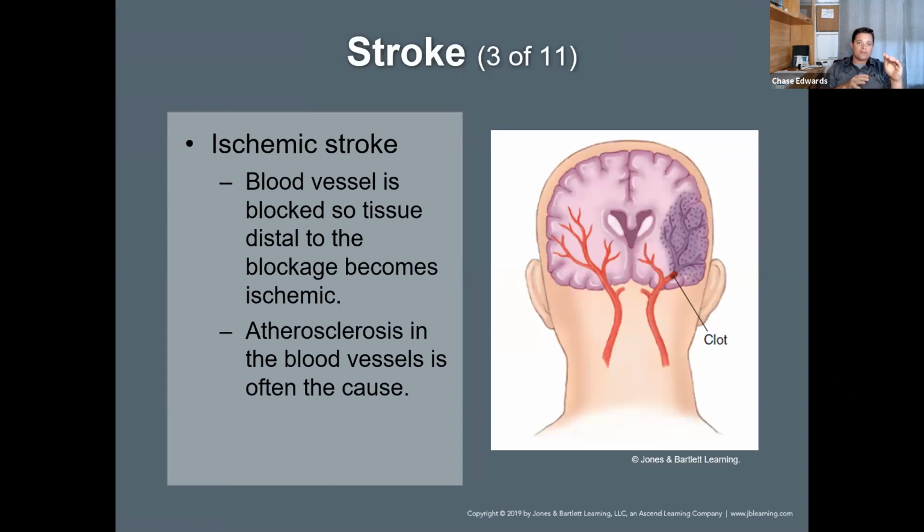So ischemic stroke. A blood vessel is blocked so the tissue distal to the blockage becomes ischemic, which is a self-limiting pathology. Atherosclerosis in the blood vessels is often the cause. It's a disorder in which calcium and cholesterol build up, forming a plaque inside the walls of the blood vessels. This plaque may obstruct the blood flow and interfere with the vessel's ability to dilate. Eventually, it's going to cause a complete occlusion of that artery, and the stroke will follow.